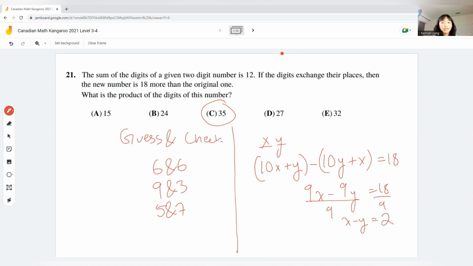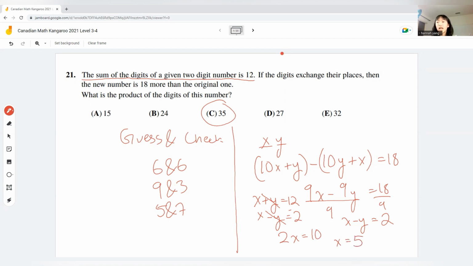Now, this is important because remember that before it said that the sum of the digits of a given two-digit number is 12. That means x plus y equals 12, and x minus y equals 2. We can subtract these equations from each other, and the y's will cancel. It'll be 12 minus 2, so then we get 2x equals 10. So we know x equals 5.